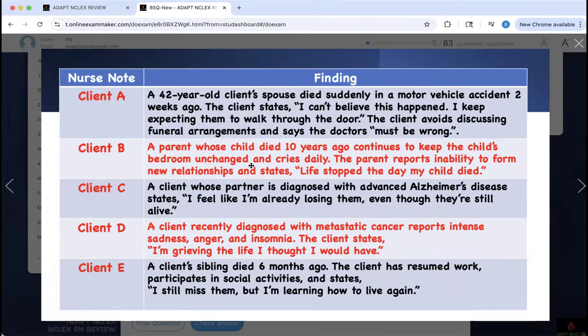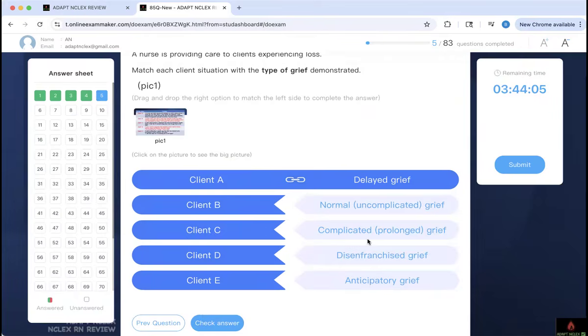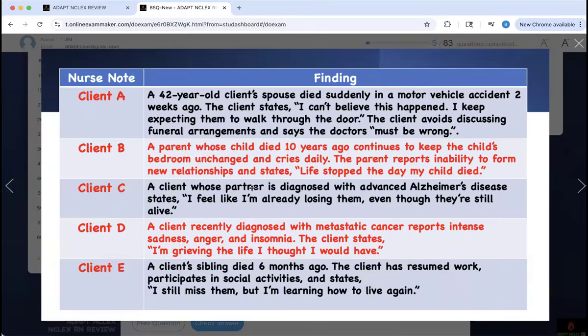The parent whose child died 10 years ago continues to keep the bedroom unchanged, doesn't touch anything, and cries all the time. She said life stopped as soon as my child died. It's been 10 years. You have to move on. If you have not moved on, this is what we call prolonged grief, complicated grief.